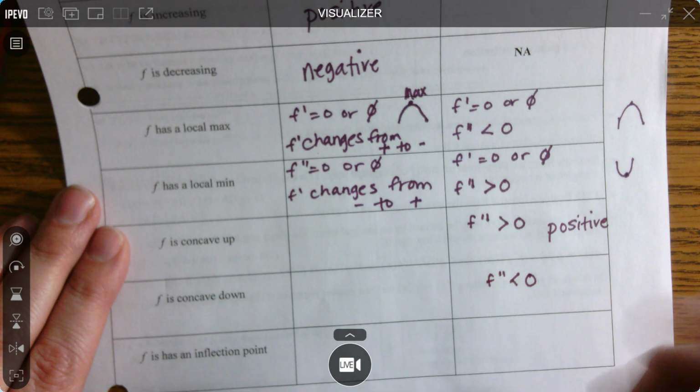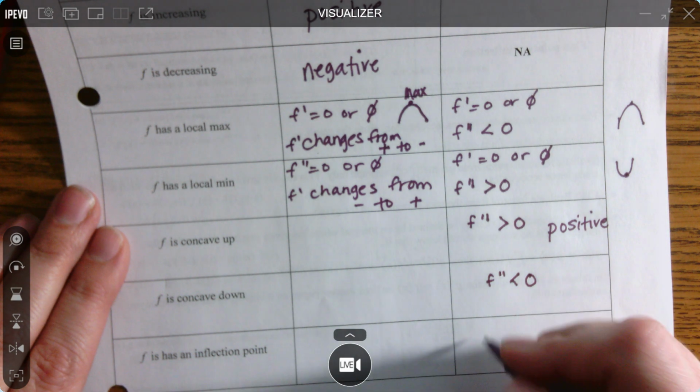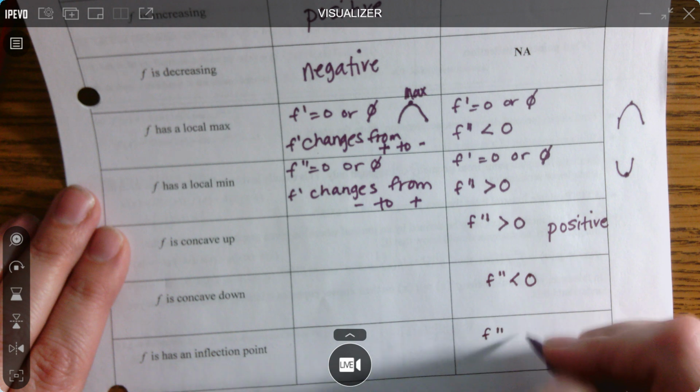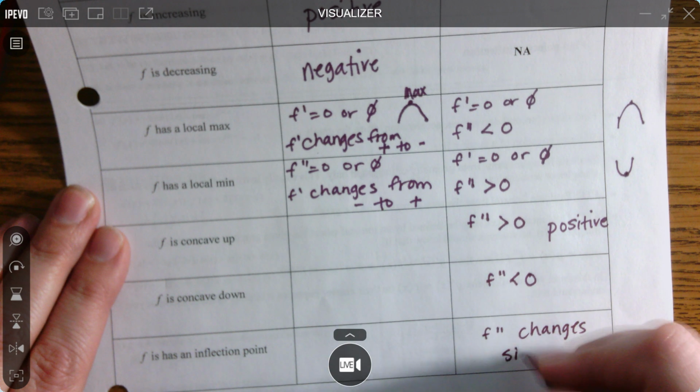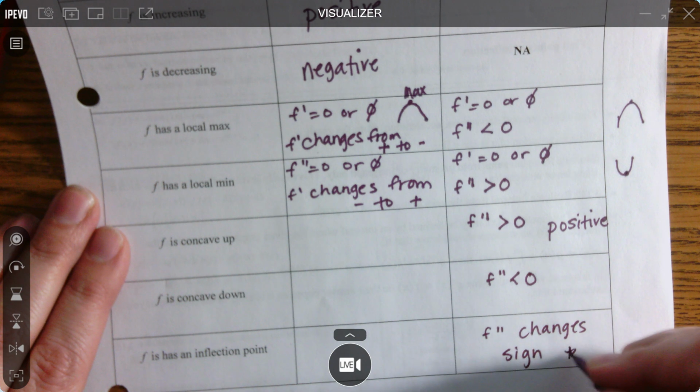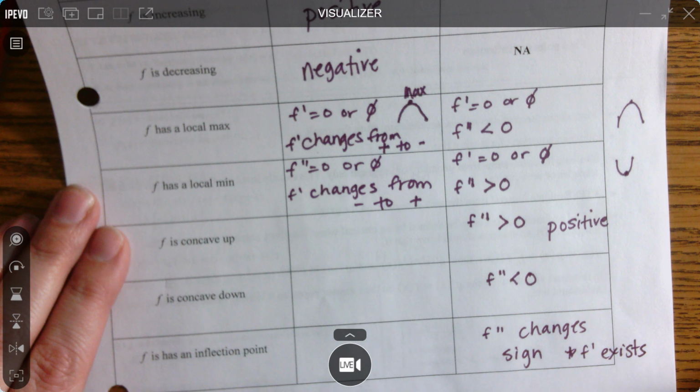And then on that last one, point of inflection, what we really have to know is that the second derivative changes sign. There's also another technicality, and that is that the first derivative has to exist, but that is never tested on the AP exam. So if you want to add that, you can. If you don't want to worry about it, that will be fine.